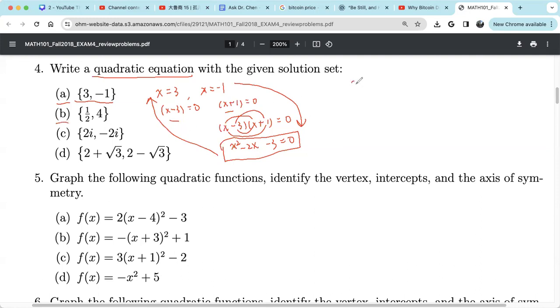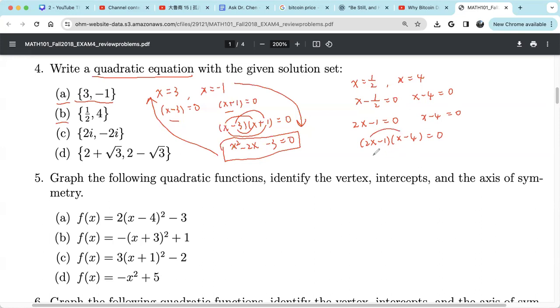Well, let's see B. B means we have x equals a half, x equals 4. We can write this as x minus a half equals 0 and x minus 4 equals 0. Then for x minus a half, we can multiply by 2 on both sides, so we can write 2x minus 1 equals 0, and x minus 4 equals 0. Now we multiply those two: 2x minus 1 is 0, x minus 4 is 0, and 0 times 0 is 0 also.